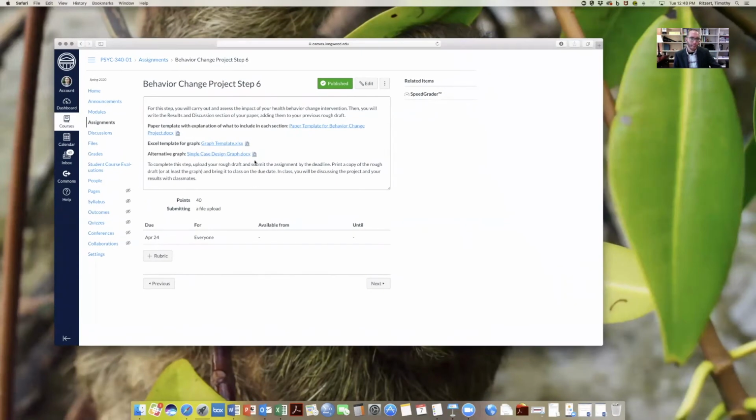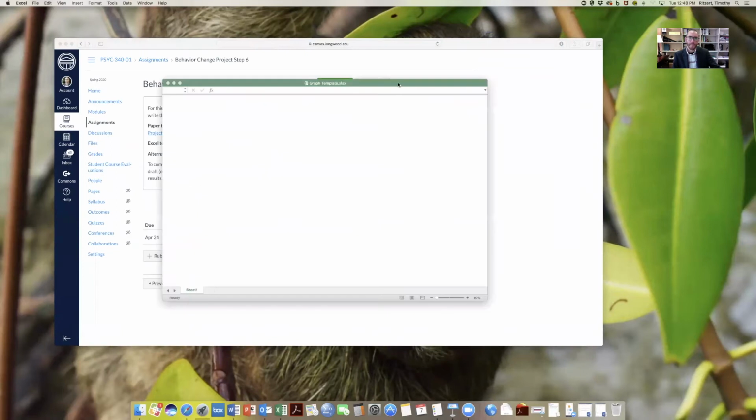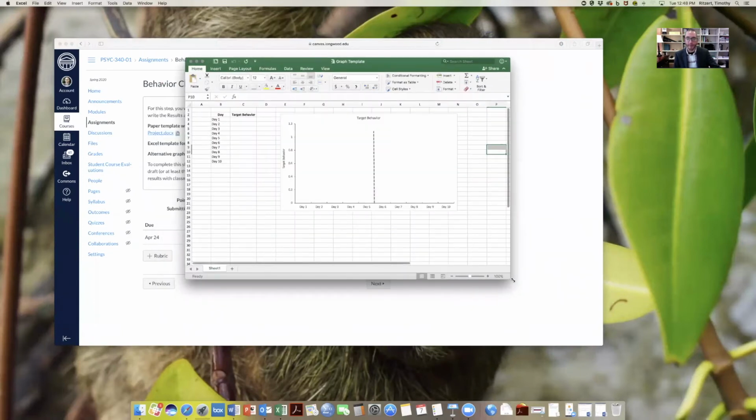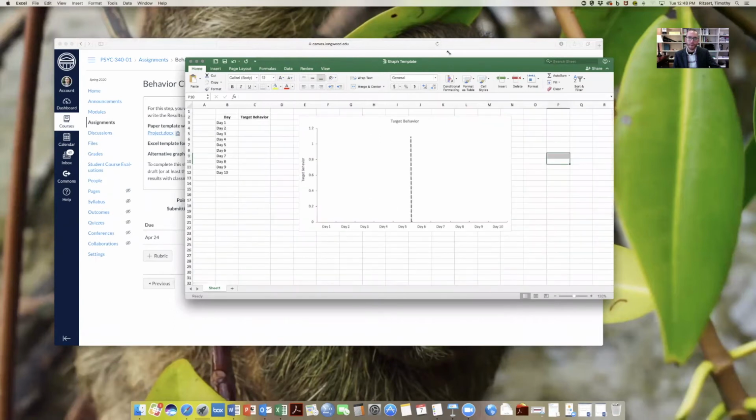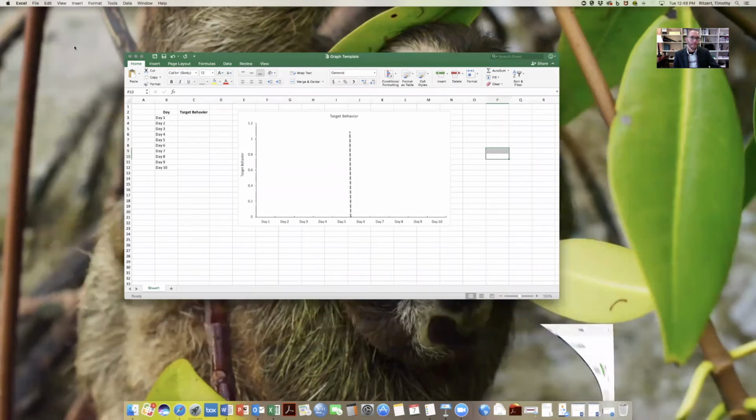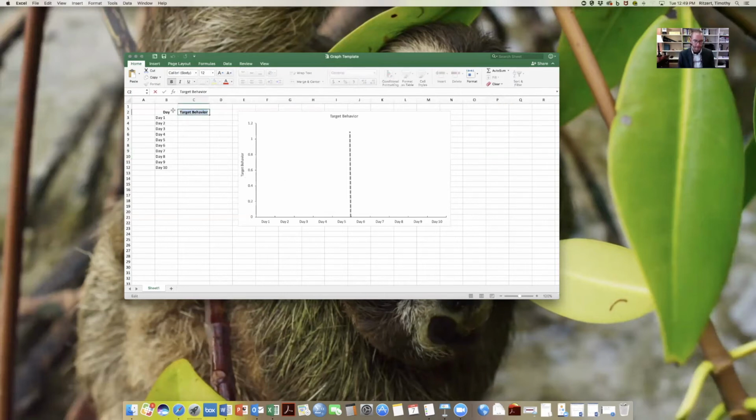But if you'd prefer to be a little more tech savvy, I've created a template for your graph in Excel that you can use as well. So I'm going to show you how to use this template, and then we'll talk some about how to interpret the data you collect as part of this study. So if you open this template, you'll see that I've already created a graph for you. And all you have to do is enter the data that you collect when you assess your behavior. So let's, for example, say that my target behavior here is the number of grams of sugar I consume per day.